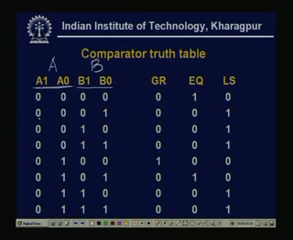See that A1 A0 is 0 0, B1 B0 is 0 0, the numerical value is 0. So, these are equal. So, that is why this is a 1, and greater and less than are all 0.